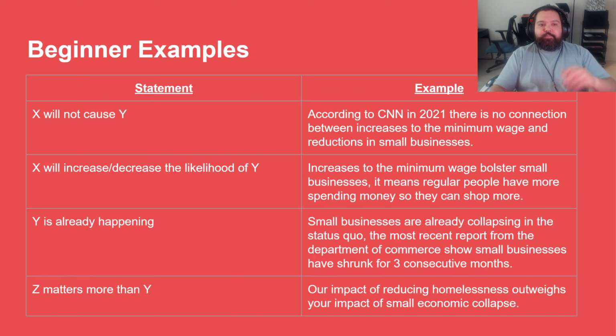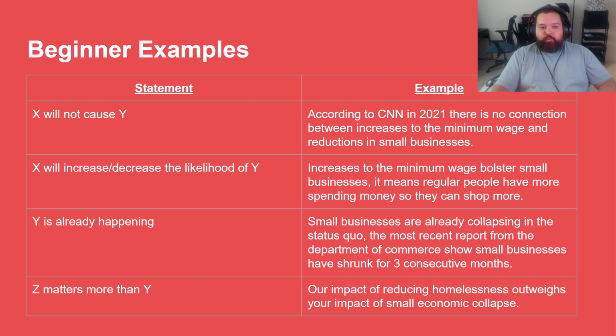So, beginner examples. When we say X will not cause Y, which once again was our no link example. According to CNN in 2021, there is no connection between increases to the minimum wage and reductions in small businesses. Link term: X will increase or decrease the likelihood of Y. Increases to minimum wage bolster small businesses. It means regular people have more spending money so they can shop more.